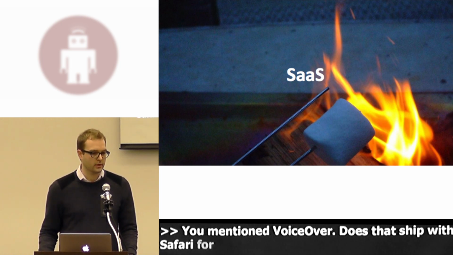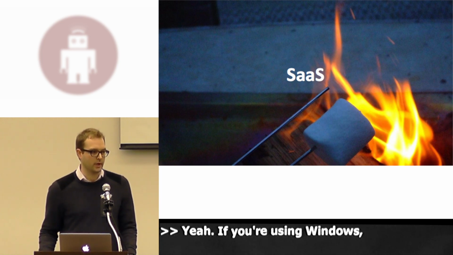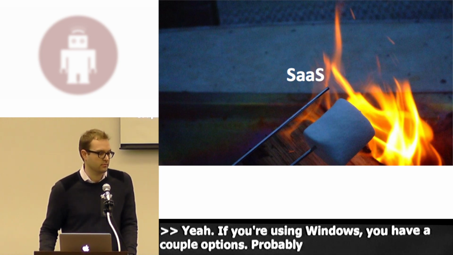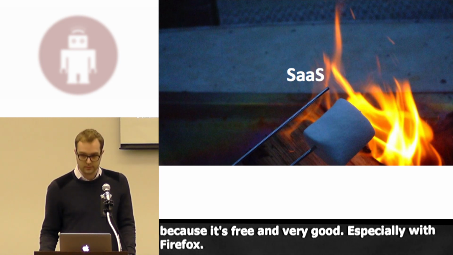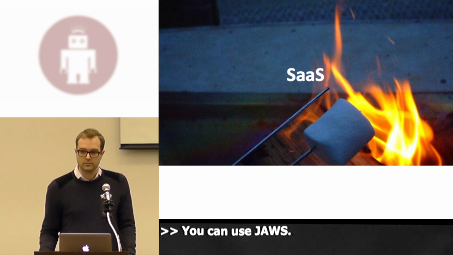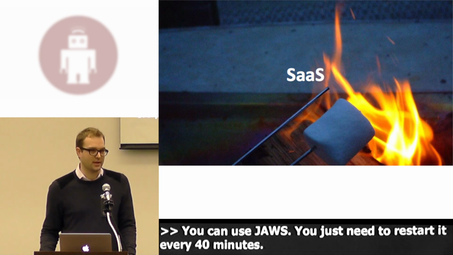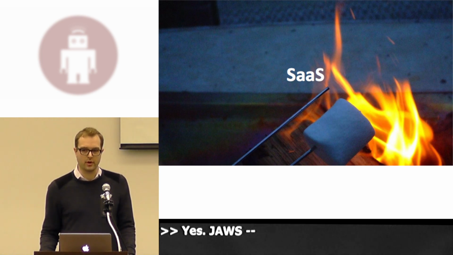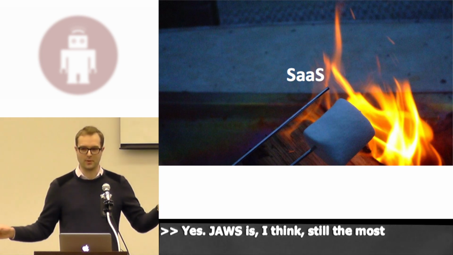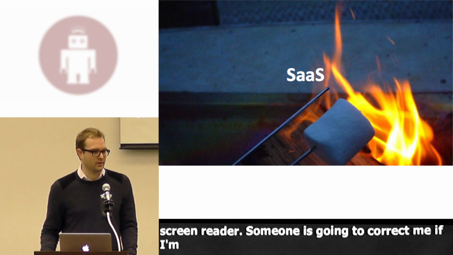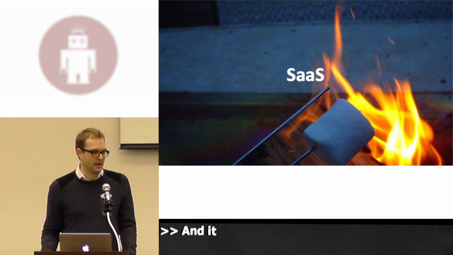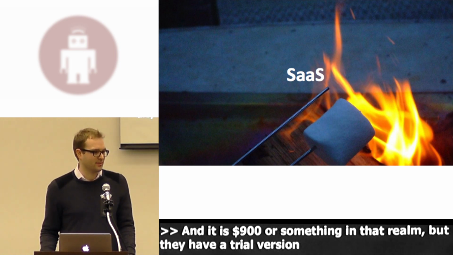Yeah, if you're using Windows, you have a couple of options. Probably NVDA would be best because it's free and it's very good, especially with Firefox. You can use JAWS. You just need to restart it every 40 minutes. JAWS is, I think, still the most prevalent screen reader. Someone's going to correct me if I'm wrong. It is $900 or something in that realm, but they have a trial version that stays open for 40 minutes and then you have to restart.